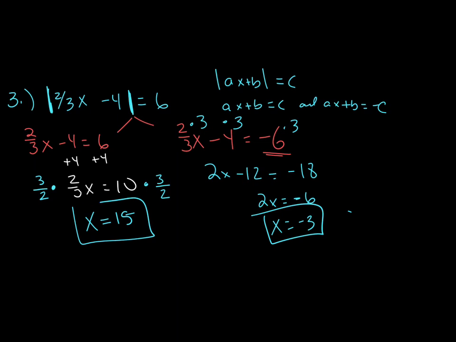So with this one, you get 2 answers. The reason there's not a line underneath number 3 is because it's an equal sign, so you don't need to put it on a number line. And that's it for 3.